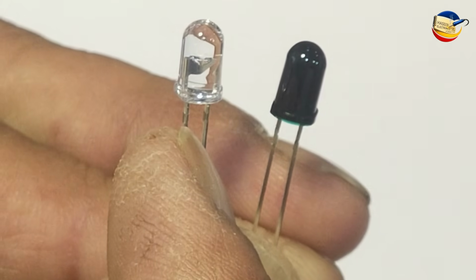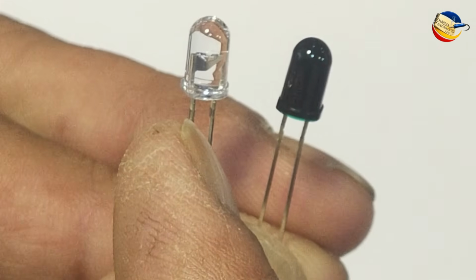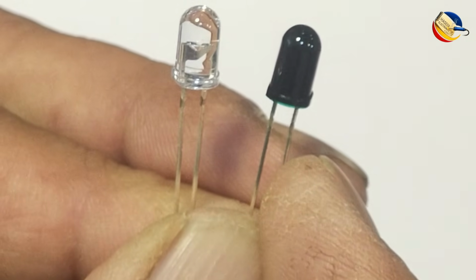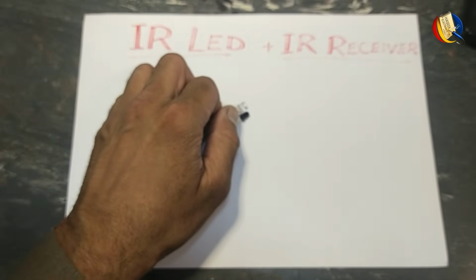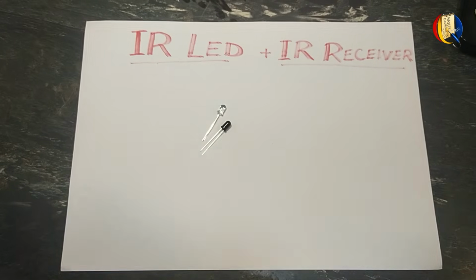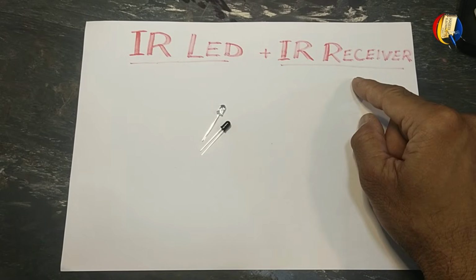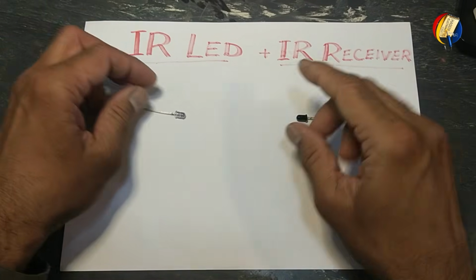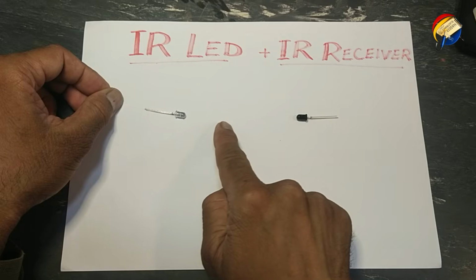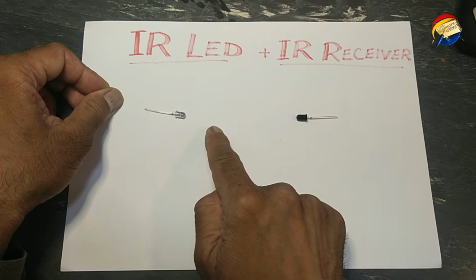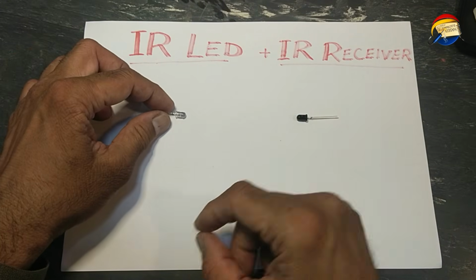If you have an IR LED and an IR receiver, you can make a proximity sensor. You can transmit any data and receive it using an IR receiver or phototransistor. We will transmit data from here and receive it here using optical light, IR light. Let's make this circuit.